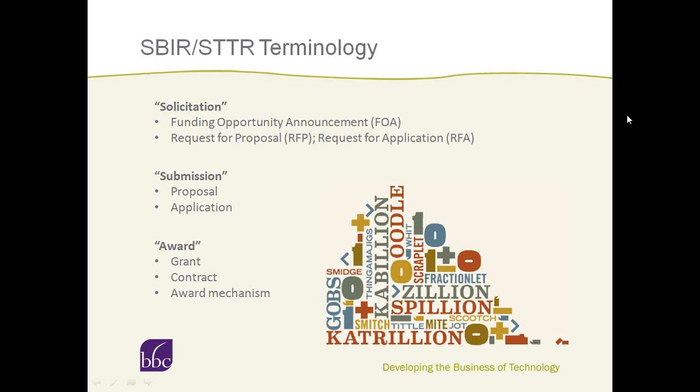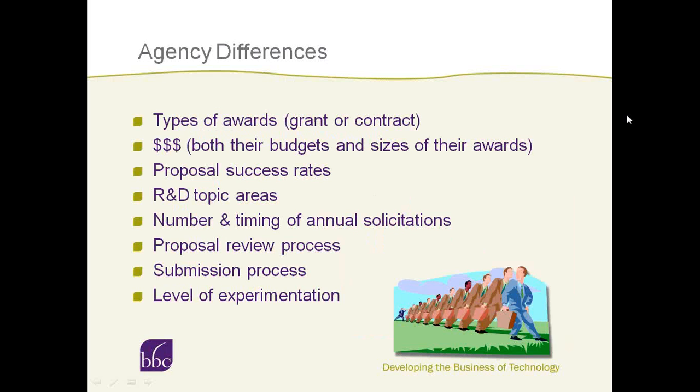And it'll give you information about how they review it and how they inform you of their funding decision. A submission is actually your proposal or your application that is submitted by a deadline specified by the agency. The award is either in the form of a grant or a contract, and these are the mechanisms by which the agencies transfer the money to the small business.